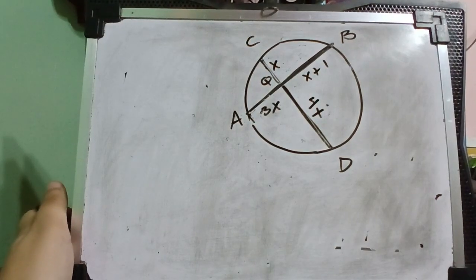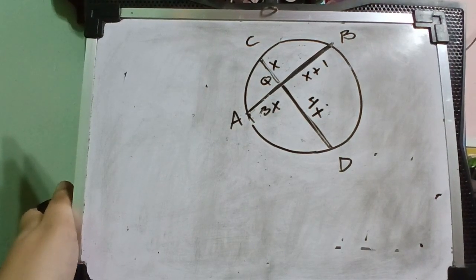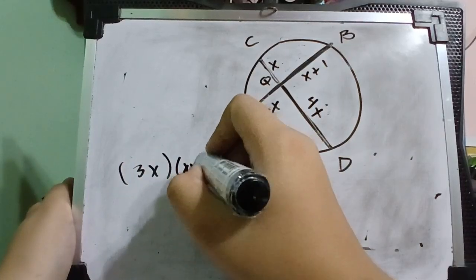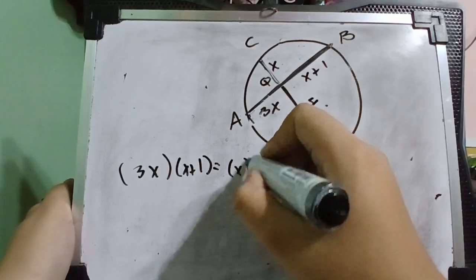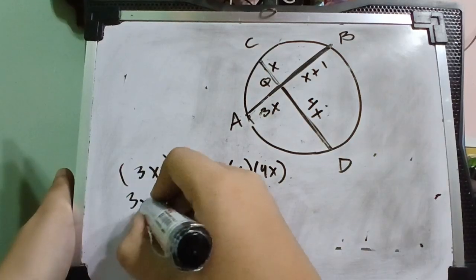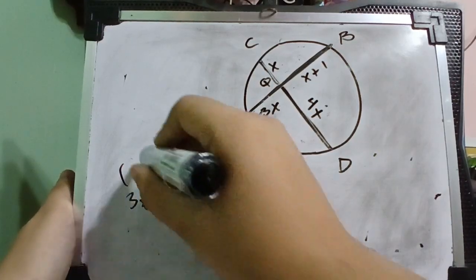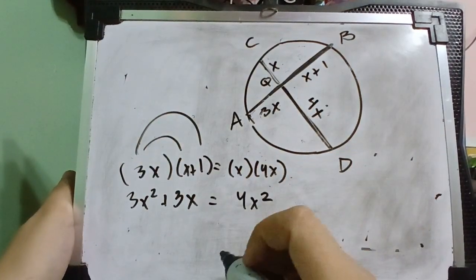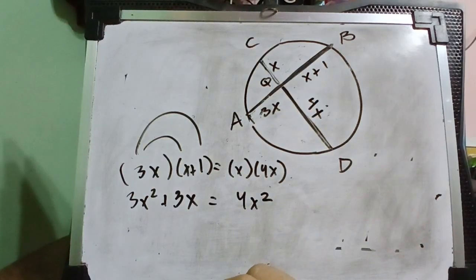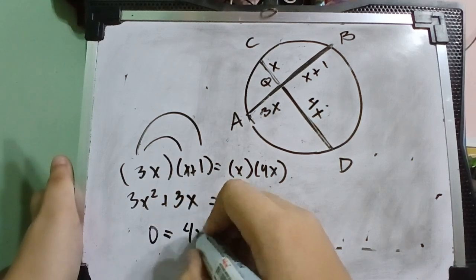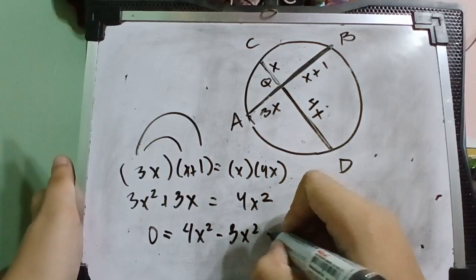Last example for our theorem before we move on or we continue to our secants and tangents. So, madali lang to. Okay, so AQ, which is 3x multiplied by x plus 1, should be equal to the product of x times 4x. Okay, so 3x magiging 3x squared plus 3x, is equal to 4x squared. So, ito transpose lang natin, siguro sila dito na lang sa right side. So, 0 will be equal to 4x squared minus 3x squared minus 3x.